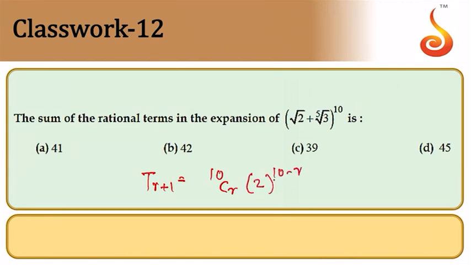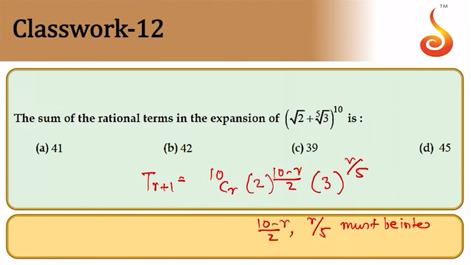12. Sum of rational terms of this expansion. It's very interesting, and they ask this question. What is the general term? T(R plus 1) is equal to 10 CR, 2 to the power (10 minus R) by 2 and 3 to the power R by 5. So (10 minus R) by 2 and R by 5 must be integers.